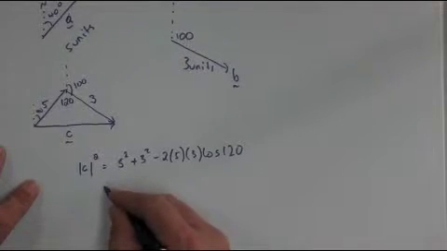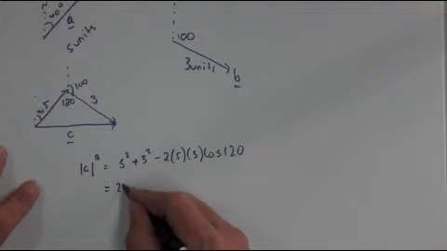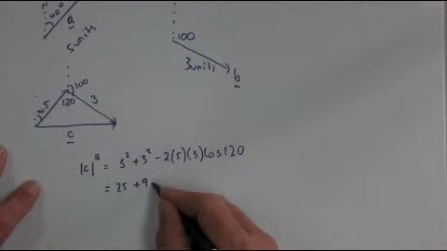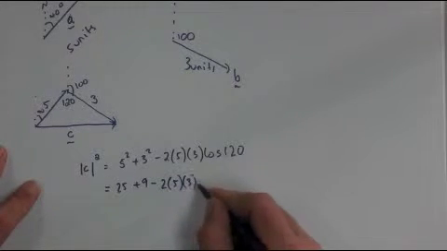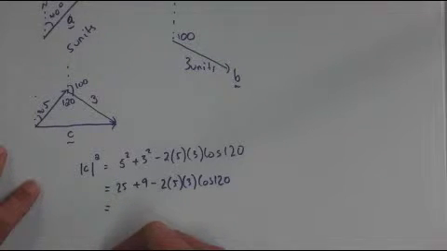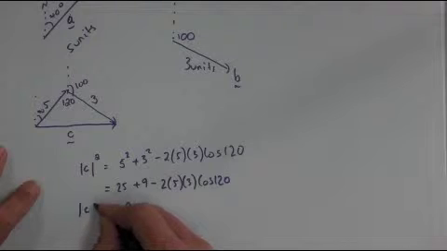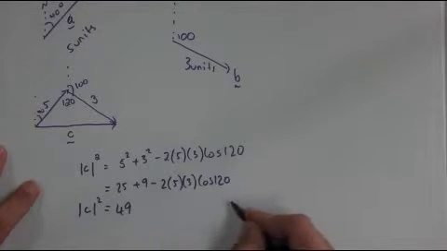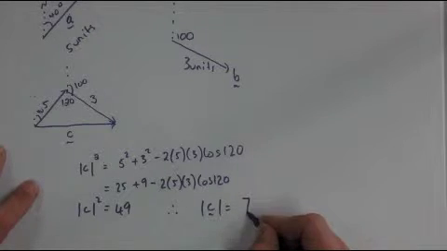Working this out, I'd therefore get 25 plus 9, take 2 times 5 times 3 times the cos of 120. And calculating this out now, I'd get the answer that that would be 49. So the magnitude of C squared is 49, therefore the magnitude of C by itself is 7.